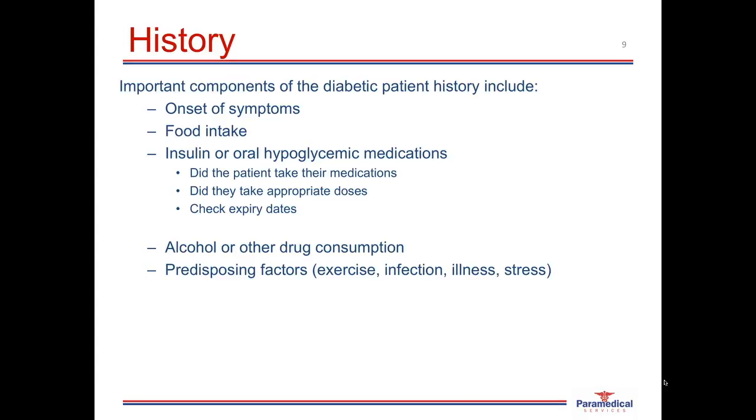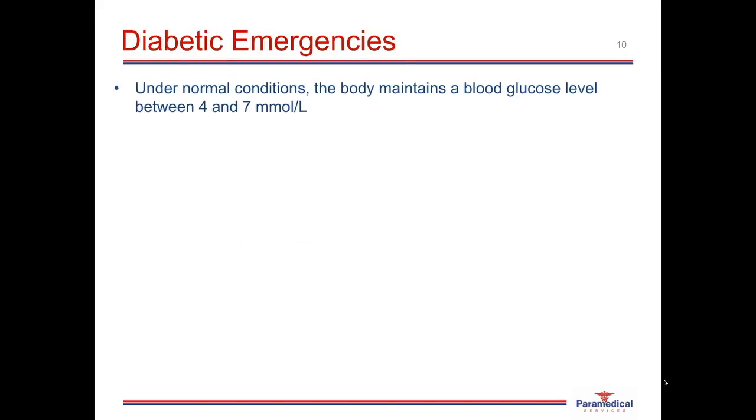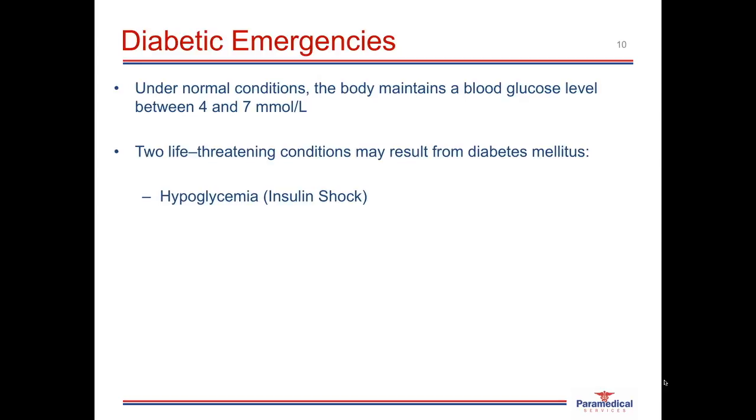Also ask about any predisposing factors, so if the patient has been exercising, if there's been the presence of an infection or an illness, or if the patient has been undergoing any stress, because these can also all alter the blood glucose level. Under normal conditions, the body maintains a blood glucose level of between 4 and 7 millimoles per liter. There are 2 life-threatening conditions that may result from diabetes mellitus. One is hypoglycemia, that means low blood sugar levels. It is also known as insulin shock because some of the signs and symptoms mimic that of shock. And the other condition is hyperglycemia, so high blood glucose levels, which can lead to a life-threatening condition called diabetic ketoacidosis, otherwise known as DKA.